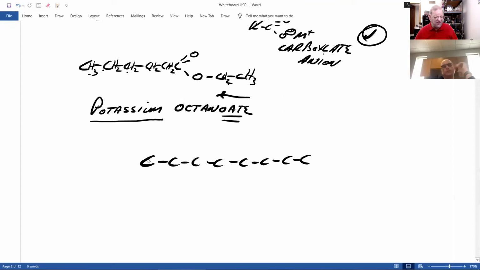And that's including the carbonyl carbon. 1, 2, 3, 4, 5, 6, 7, 8. At the end, right or left, I'll always do the right. It's carboxylate, carbonyl group. Then since it's a carboxylate anion, you have an oxygen with a negative charge. And what's the cation? Potassium. Now, if you don't want to show charge, just put O and then the letter K. That will be okay with me.